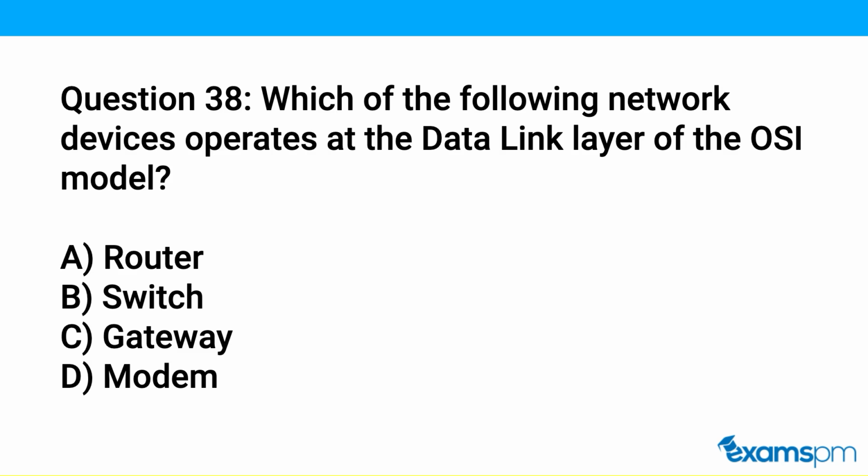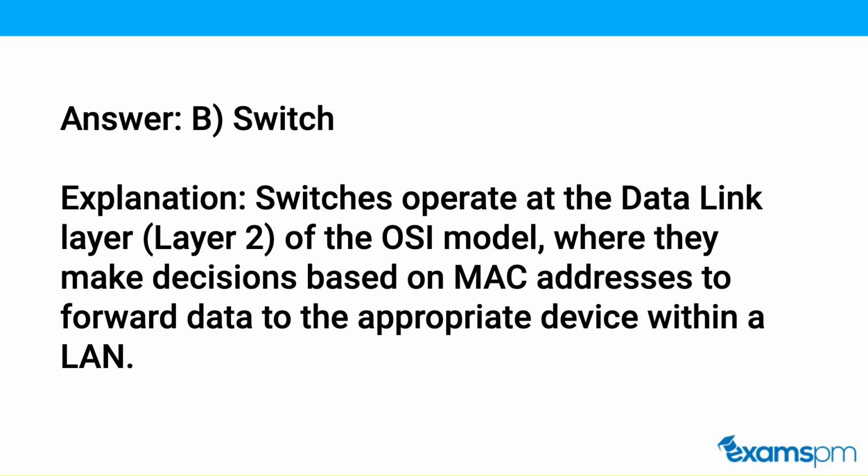Question 38. Which of the following network devices operates at the data link layer of the OSI model? A. Router, B. Switch, C. Gateway, D. Modem. Answer: B. Switch. Explanation: switches operate at the data link layer (layer 2) of the OSI model, where they make decisions based on MAC addresses to forward data to the appropriate device within a LAN.